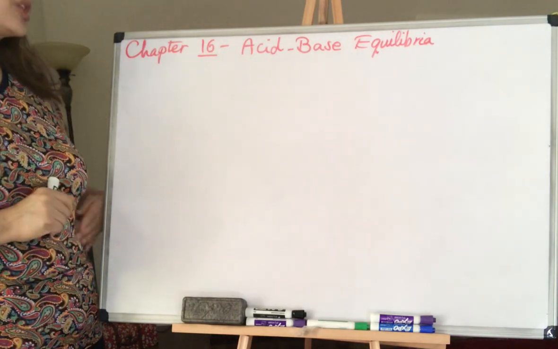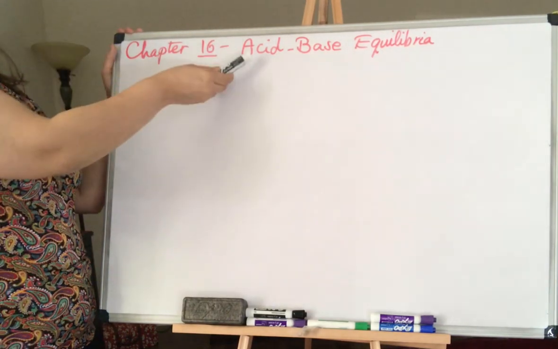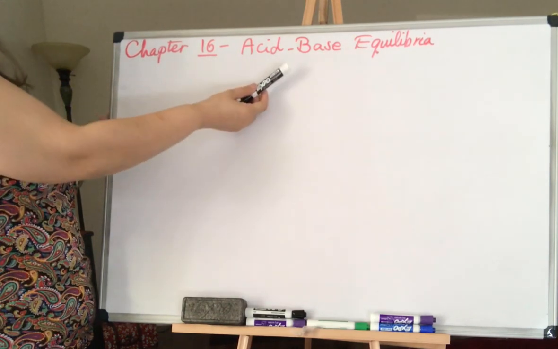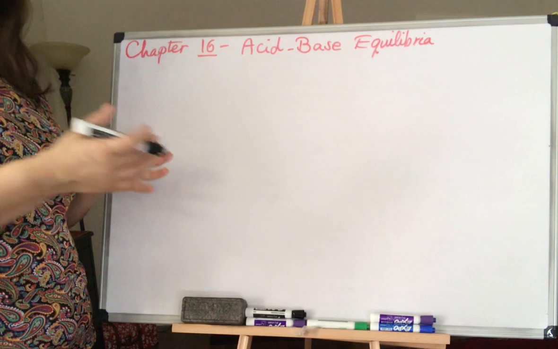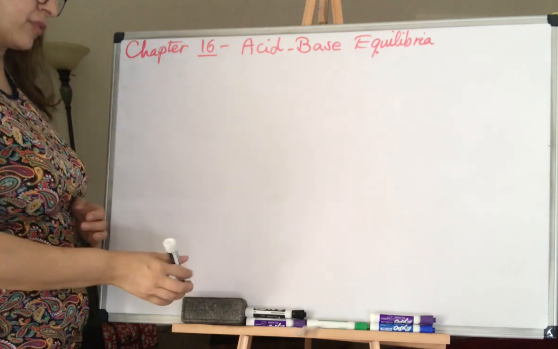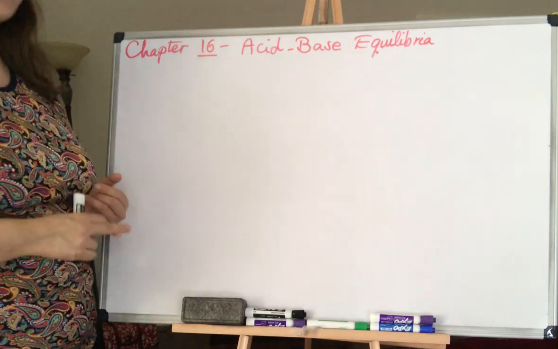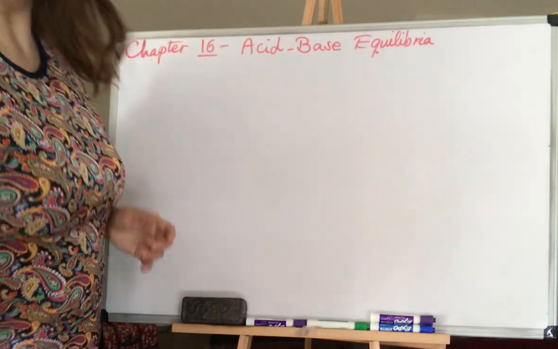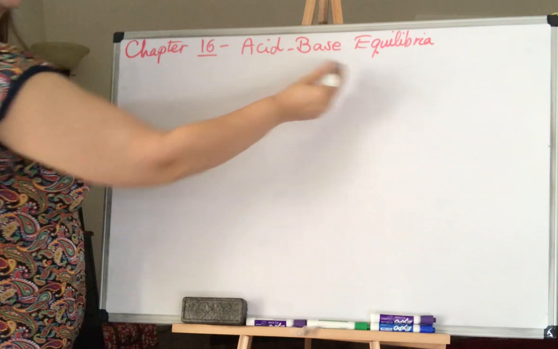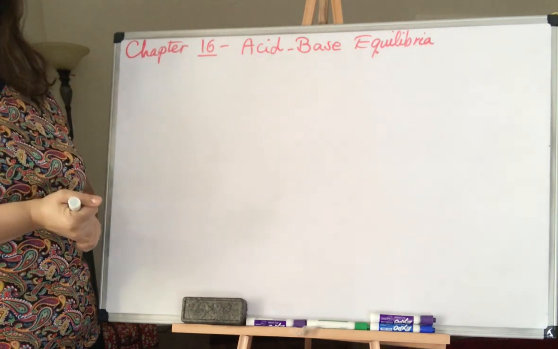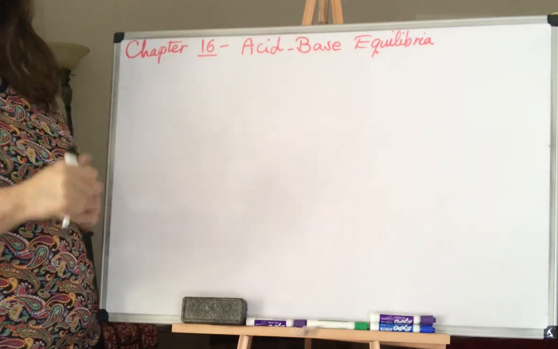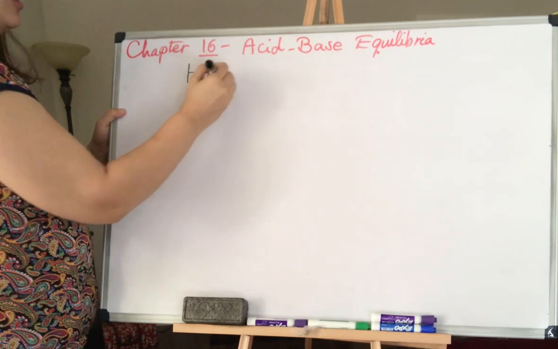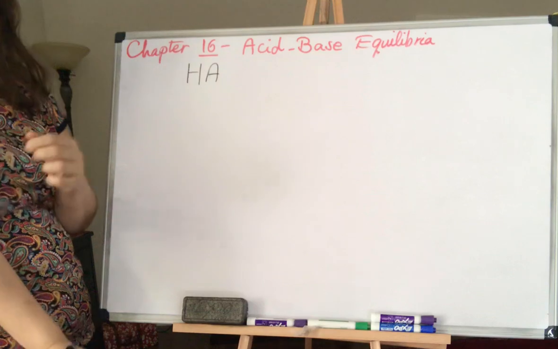Hello, let's start chapter 16, which talks about acid-base equilibria. In this chapter, we are going to combine what we learned in chapters 14 and 15, about equilibrium in chapter 14 and acids and bases in chapter 15. And we will talk about equilibrium in acids and bases. So, the very first thing we want to talk about is how to write the equilibrium equation for acids.